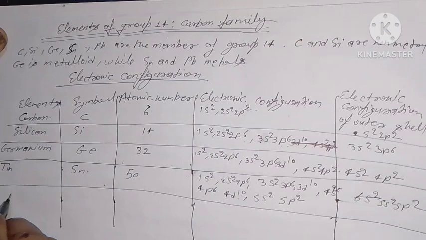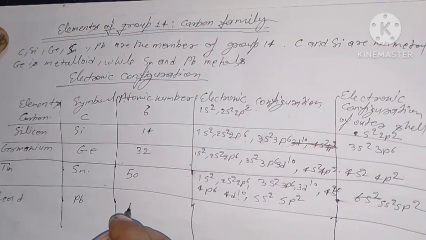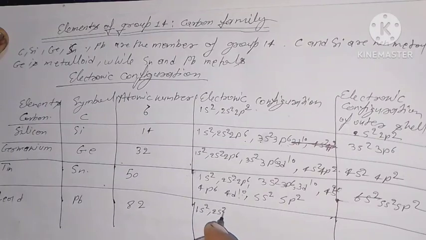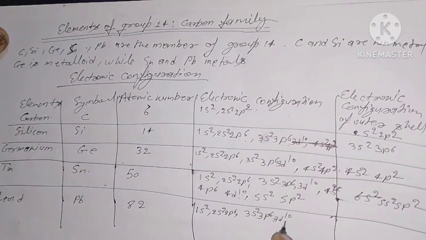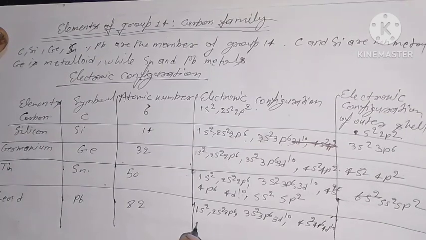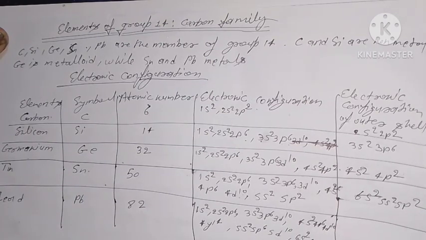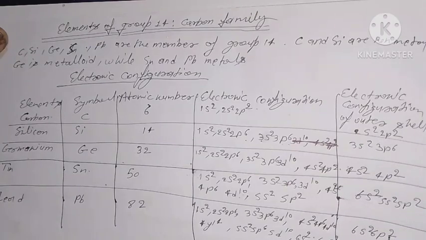After tin, lead, symbol Pb, atomic number 82. Electronic configuration: 1s2, 2s2, 2p6, 3s2, 3p6, 3d10, 4s2, 4p6, 4d10, 4f14, 5s2, 5p6, 5d10, 6s2, 6p2. The outer electronic configuration is 6s2, 6p2. Okay.